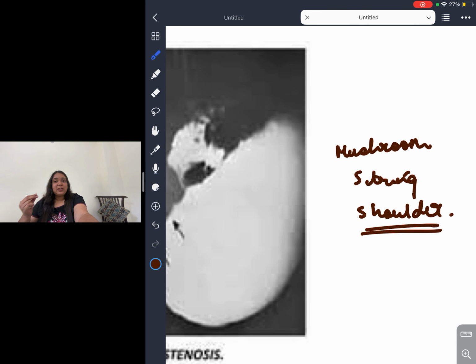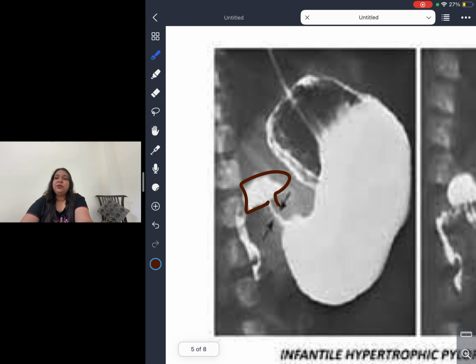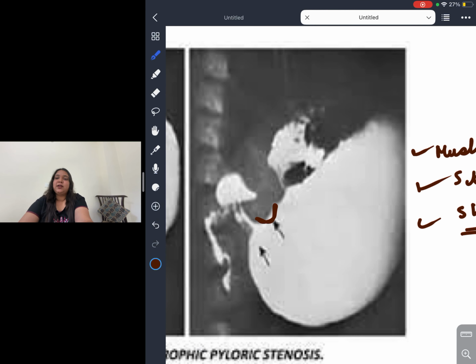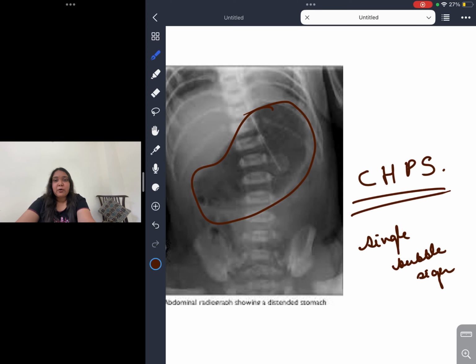So in the case of congenital hypertrophic pyloric stenosis, we have the mushroom sign, the string sign, and the shoulder sign. This looks like a mushroom to you. This is a string. So this is like a shoulder. So mushroom sign, string sign, and shoulder sign. And we have your single bubble sign, a single bubble in congenital hypertrophic pyloric stenosis.